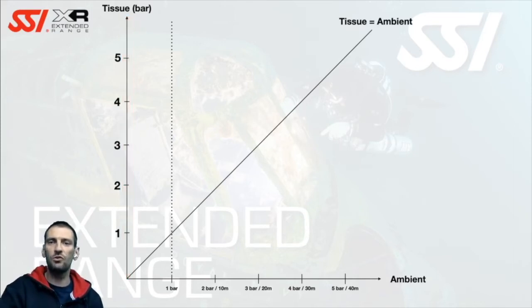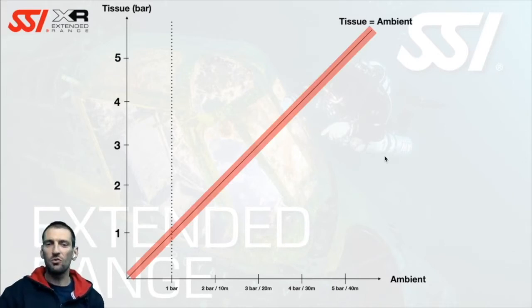Then we have a very important line to understand. I call it the equilibrium line. Whenever I put my pointer on that line, it means that the value on the x-axis is exactly the same as the value on the y-axis. So if I put, for example, the pointer here, I go down, it's 4 bar. If I go left, it's also 4 bar. Which simply means that whenever we are on that line, the pressure in the tissue is equalized with the ambient pressure of the gas we are breathing. Or we can say the tissue is fully saturated, because the tissue is fully saturated when the pressure in the tissue is the same as the ambient pressure.